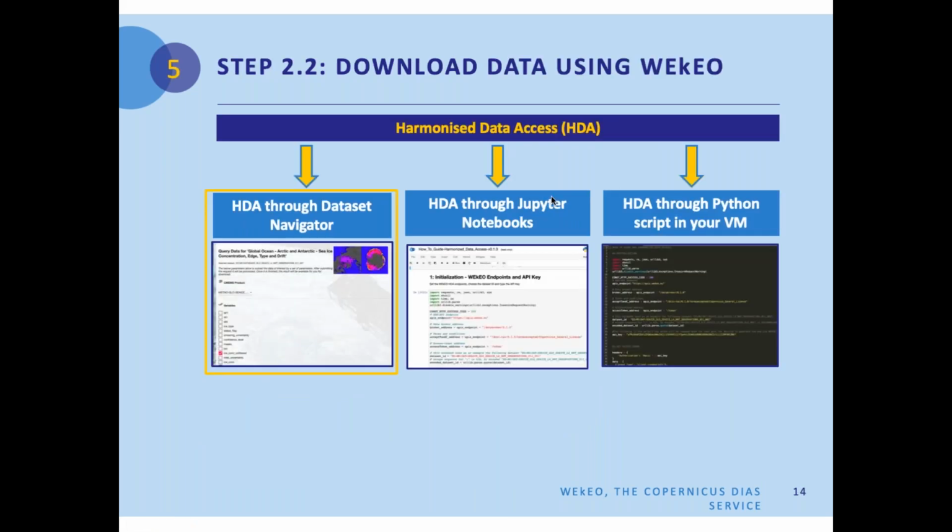We have three types of download available in WEkEO. And again, it also depends on your skills, on your interest, on how you find it easier to use one or another. The first one is through the Dataset Navigator, which is the search tool I have previously shown. The second one is with the use of Jupyter notebooks, and this might involve some Python programming. So this might be a very good option for people that are already familiar with Python. And the third one is done through the virtual machines that I will explain later.